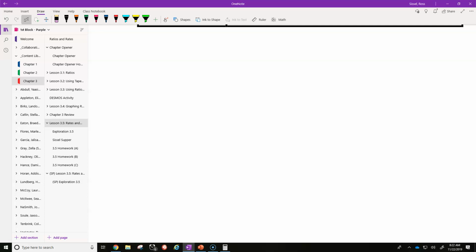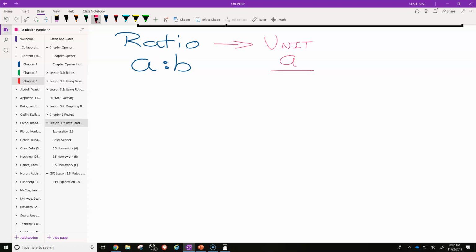On the back of your paper, I want you to write this first. This is one of our key ideas for today. I'm going to say ratio. This is on the front of our notes, but I want you to remember it. A to B. So whatever my first ratio is compared to my second. And then I want to say unit. We're going to say A divided by B.